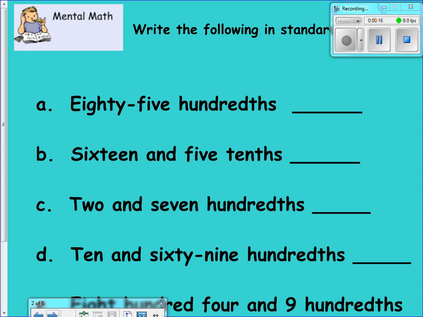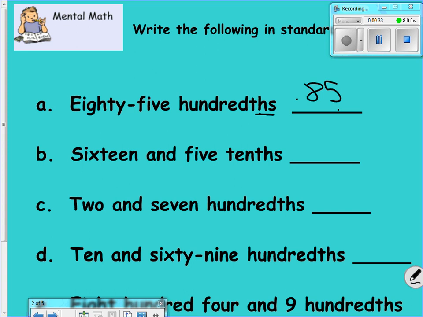We're going to write the following in standard notation, okay? So that means we're just writing the numbers out. 85 hundredths. So that would look like this. So hundredths means it's a decimal. 85 hundredths. The 5 is in the hundredths place.